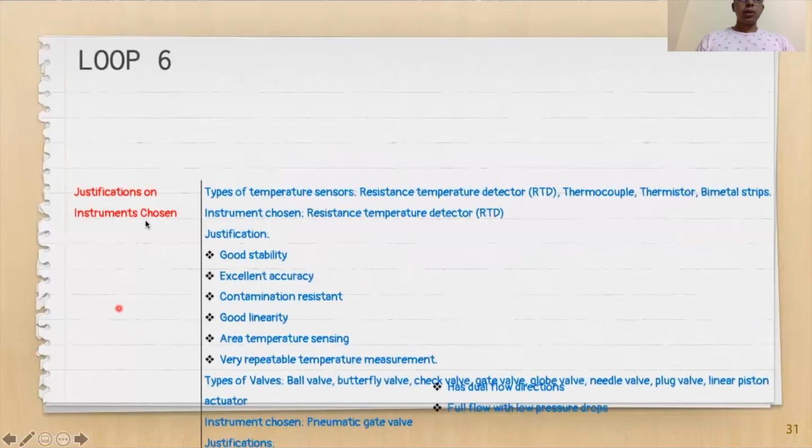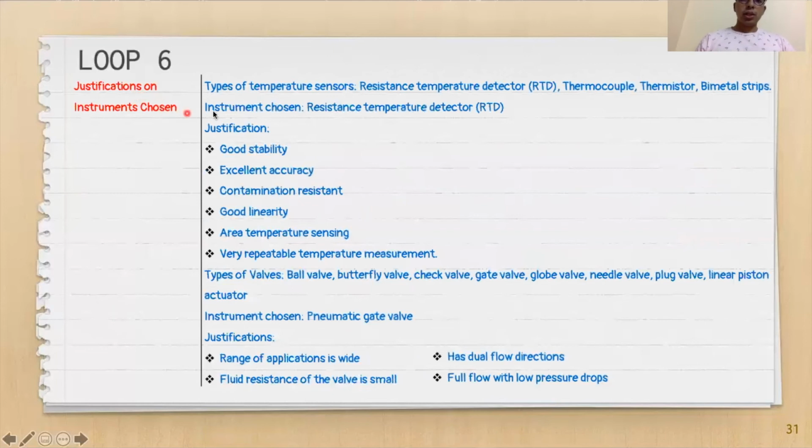Moving to the next part, the justification on instrumentation choice. These are the types of temperature sensors we have considered here. You can see the instrument we have chosen is the resistance temperature detector, which is RTD, and the justifications are good stability, excellent accuracy, contamination resistance, good linearity, area temperature sensing, and very repeatable temperature measurement. And for the types of valves, our instrument choice is the pneumatic gate valve, and the justifications are wide range of applications, dual flow directions, small fluid resistance of the valve, and full flow with low pressure drops.